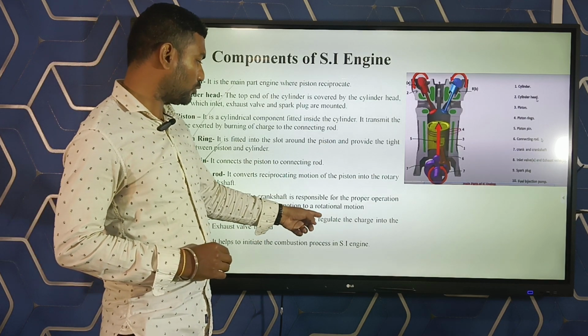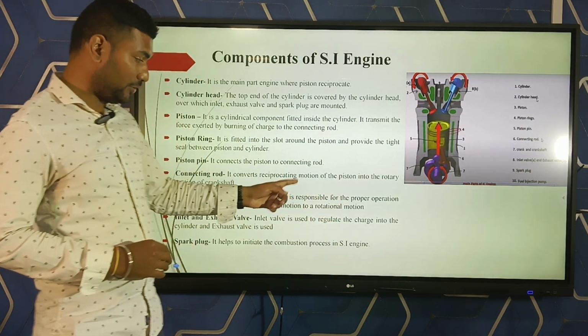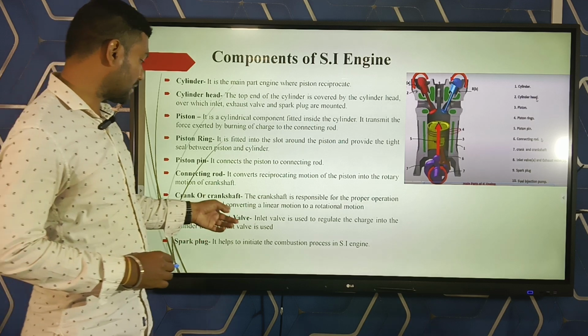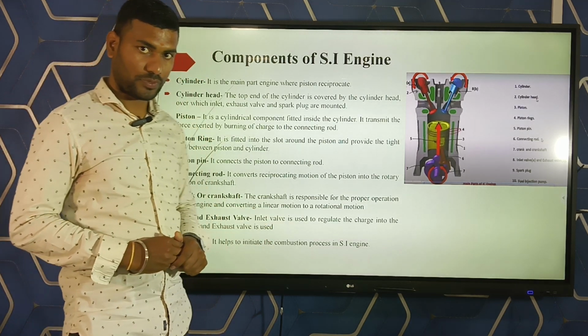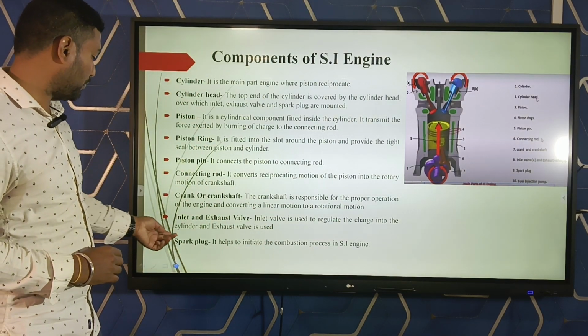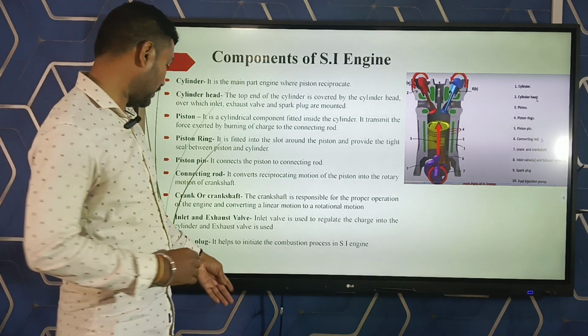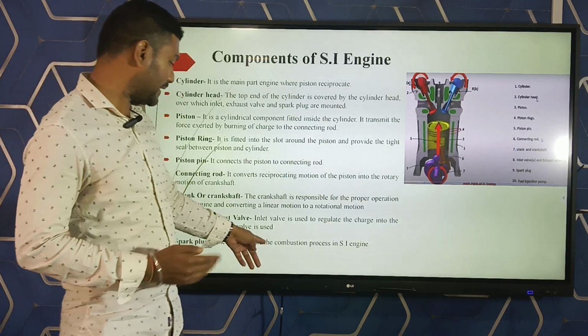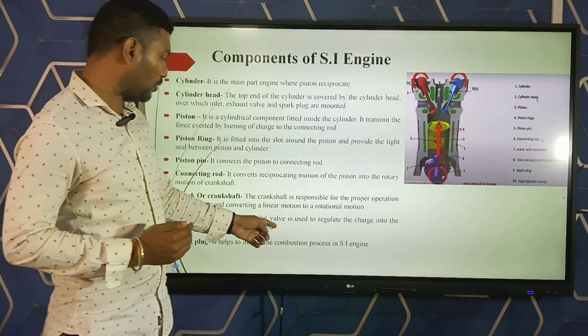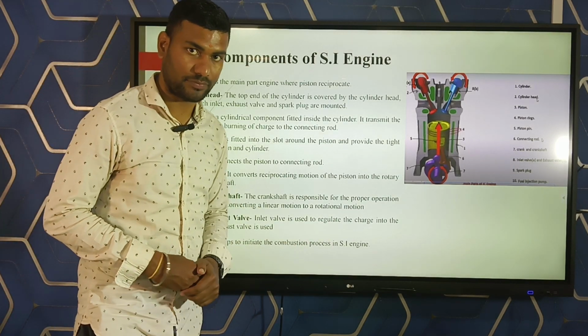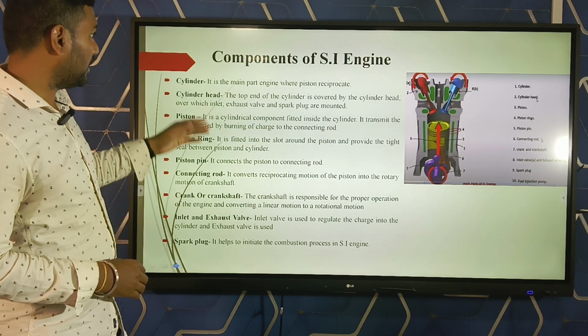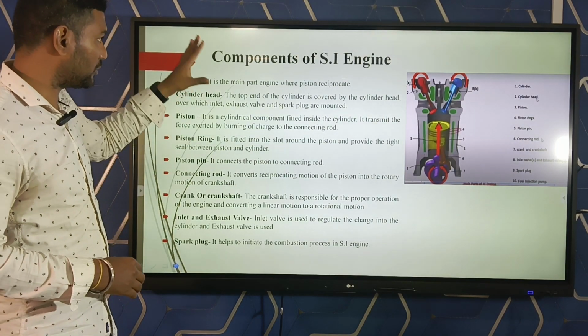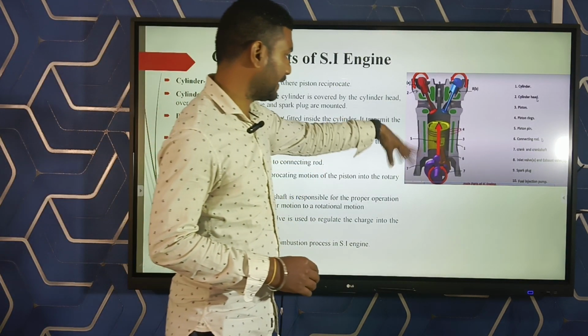Then the inlet and exhaust valve component. The inlet valve is used to regulate the charge into the cylinder and the exhaust valve is used to release the exhaust. Then the next component is the spark plug. It helps to initiate the combustion process in the SI engine. These are the components of the SI engine. This is the diagram.